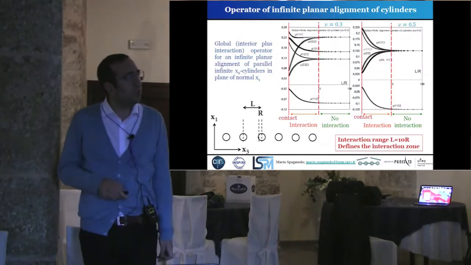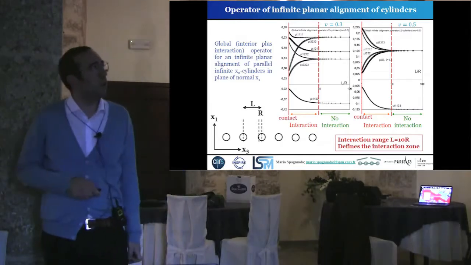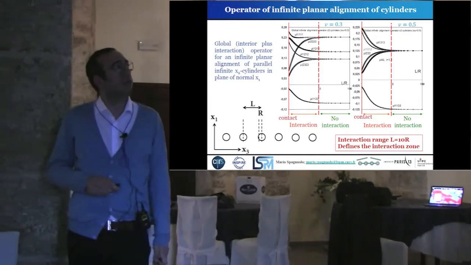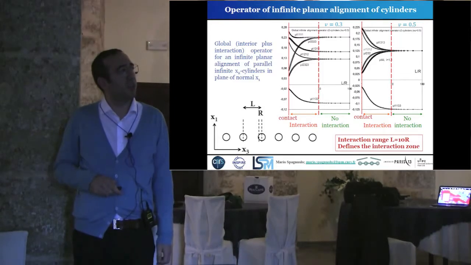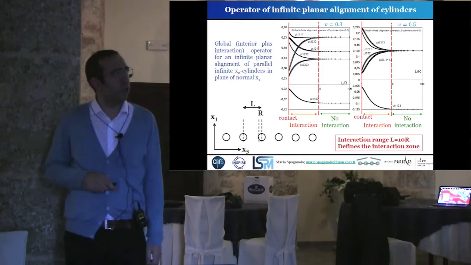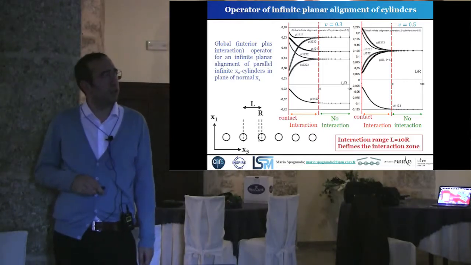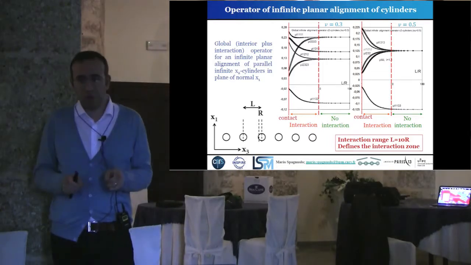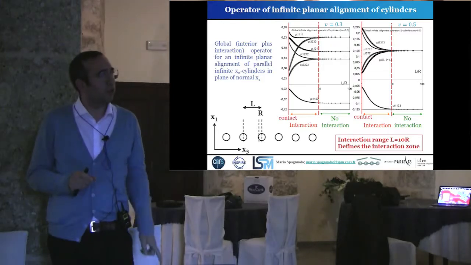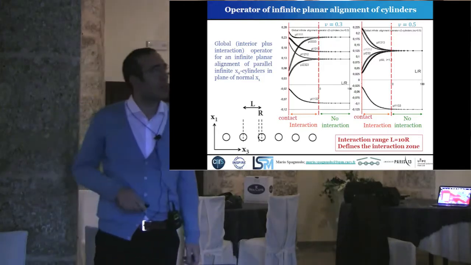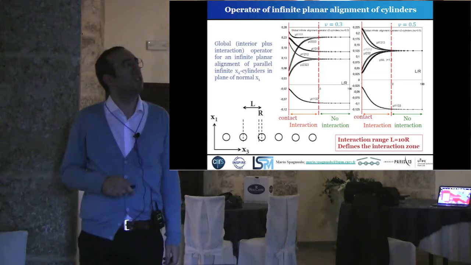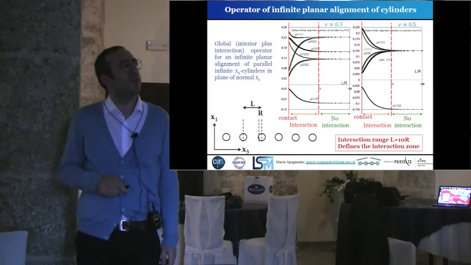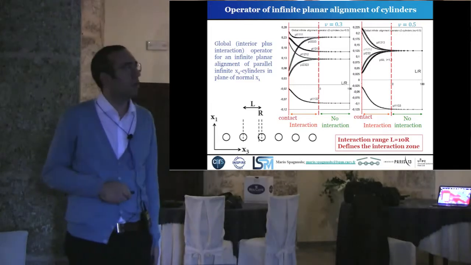I show you this figure. We have the operator of infinite planar alignment of cylinders. Here there is a plot in terms of the ratio between the distance between two cylinders and the radius of one cylinder. We can see in these images, we did this for two different values of the Poisson ratio.